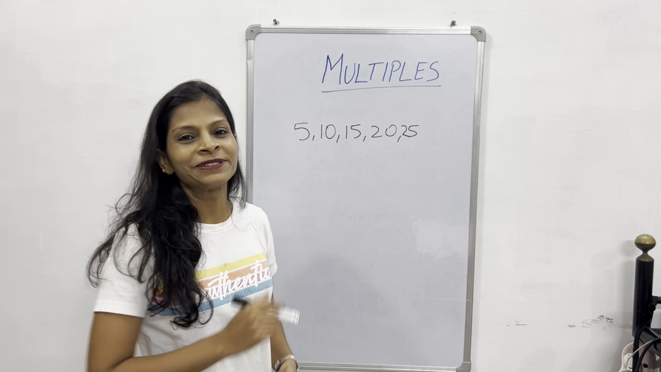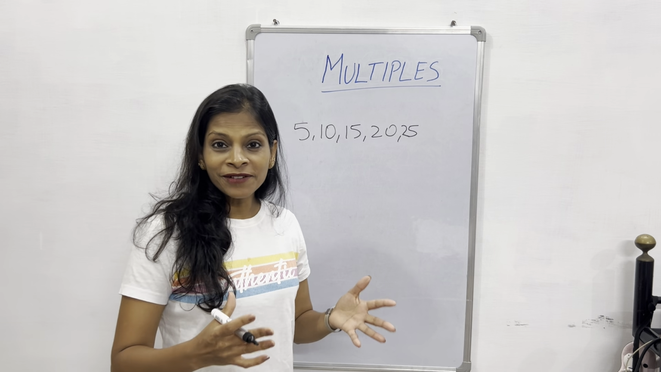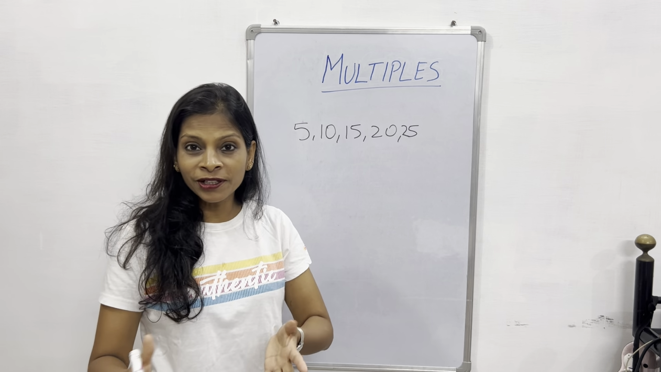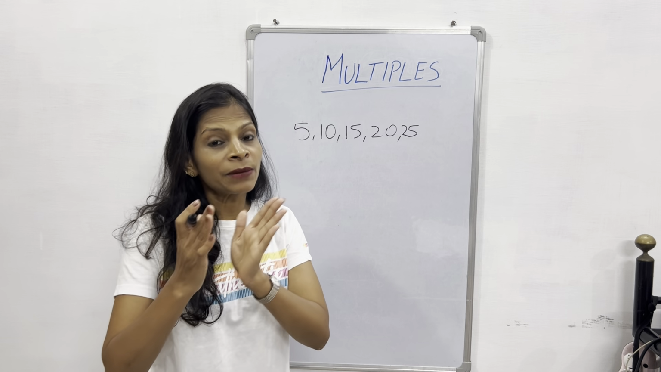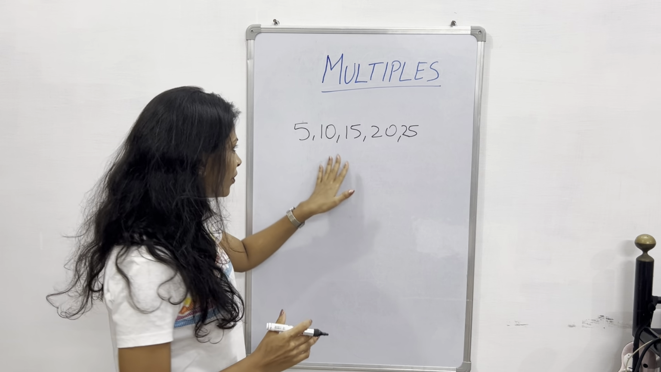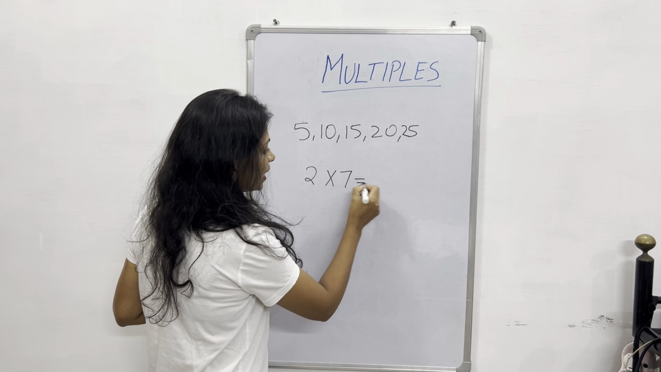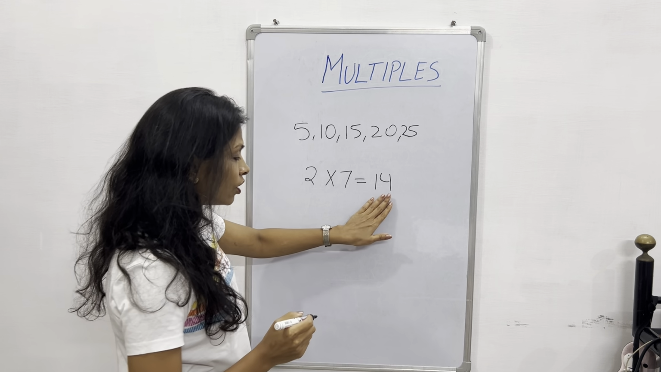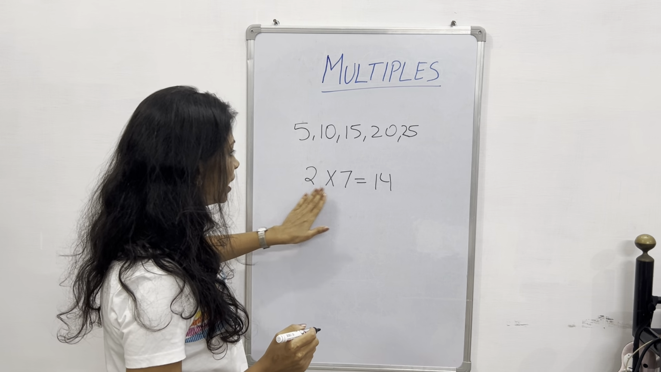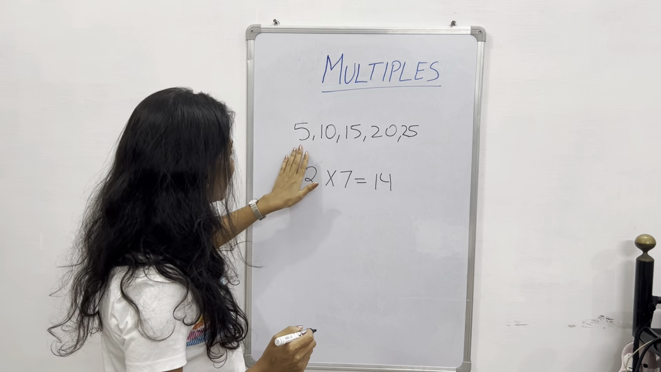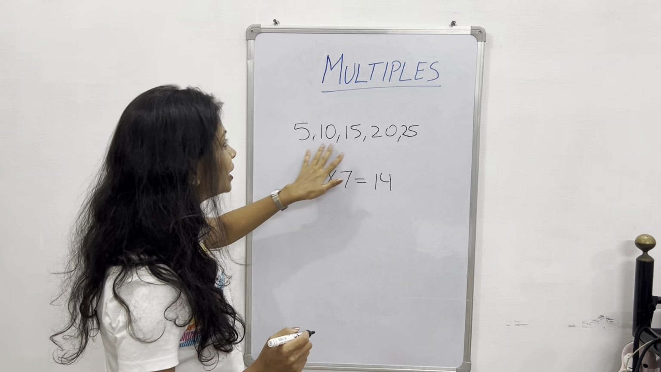In today's video we will understand a very important aspect of math, which is multiples. A number multiplied by another whole number, the product gives us the multiple of both those numbers. For example, if I am saying 2 times 7 is 14, then here 14 is a multiple of 2 and 7.